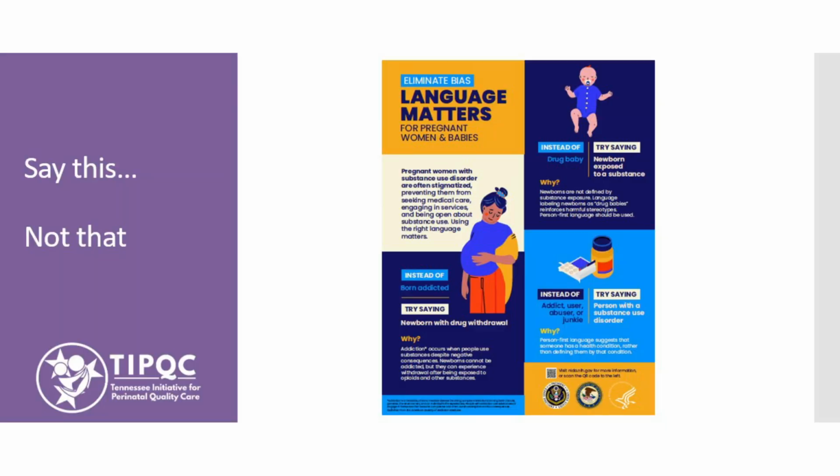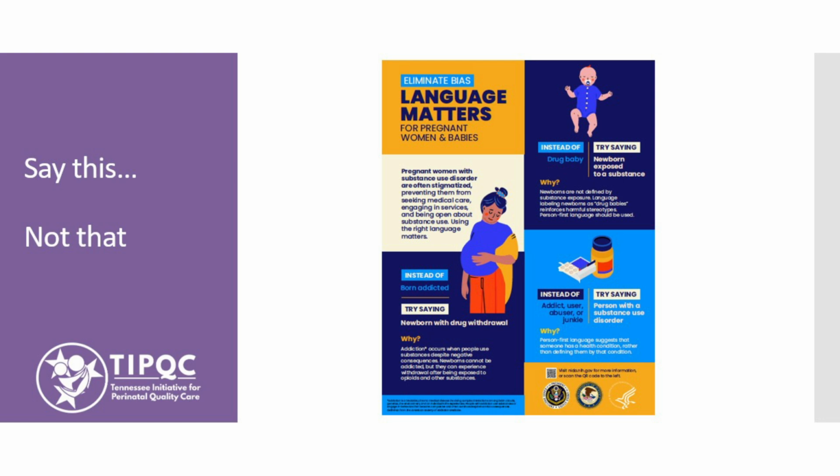So the next thing to do is avoid re-traumatizing with your language. So it's incredibly important to use language that respects the family, respects the mom, respects the baby. Parents, I have it happen a lot where they will use disrespectful language towards themselves. And you really want to reframe that. So you don't want to say a dirty urine. You don't want to say a baby that's addicted. Those are outdated and inappropriate terms.